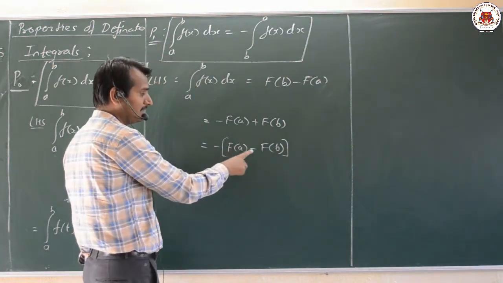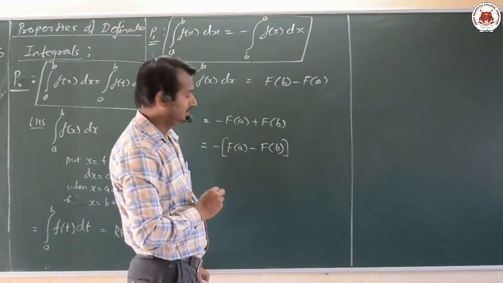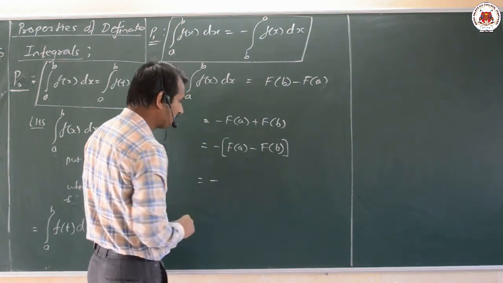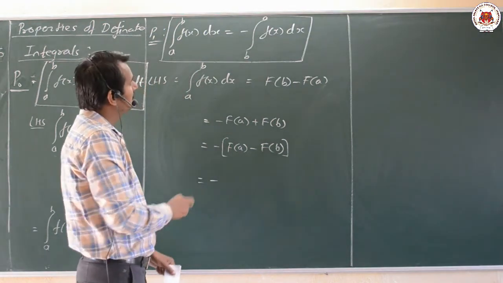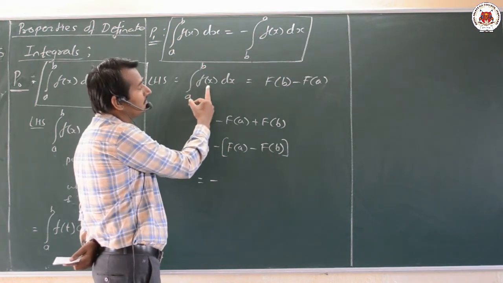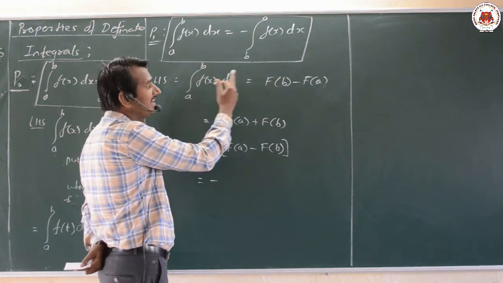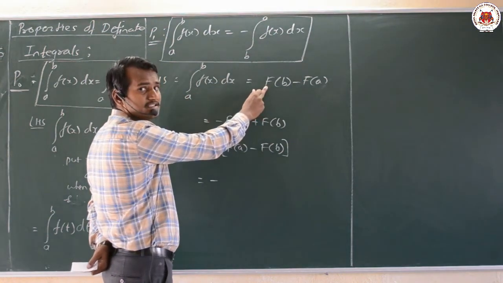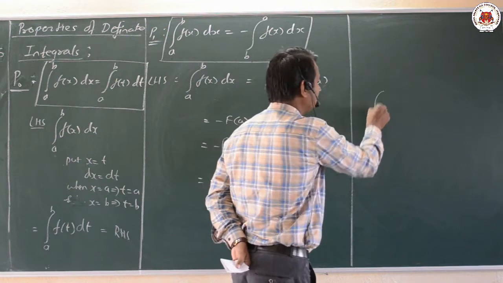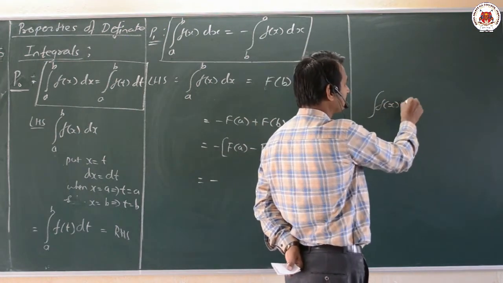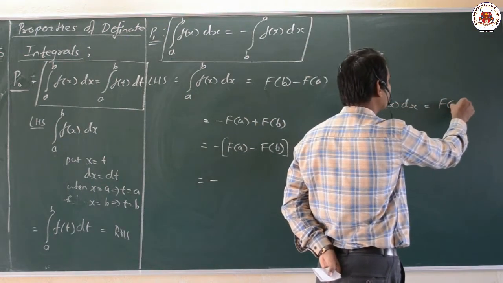Okay, f of a minus f of b I have here. That means, what is this particular value? That is minus of, if we have integral from a to b f of x dx, small letter f of x is the function we have to integrate, and capital letter F is the integral value. For example, here we already know f of x dx is nothing but capital letter F of x.